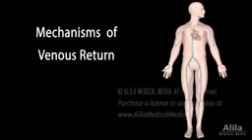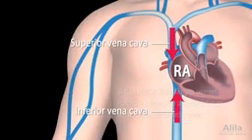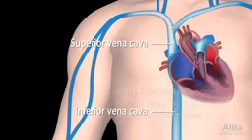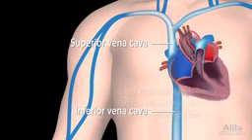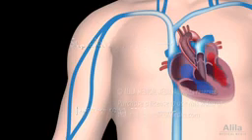Venous return is the flow of blood from the periphery back to the heart's right atrium. Venous return is important because the more blood returns to the heart, the more blood can be pumped out. In other words, venous return is the major determinant of cardiac output. Venous return is achieved by several mechanisms.